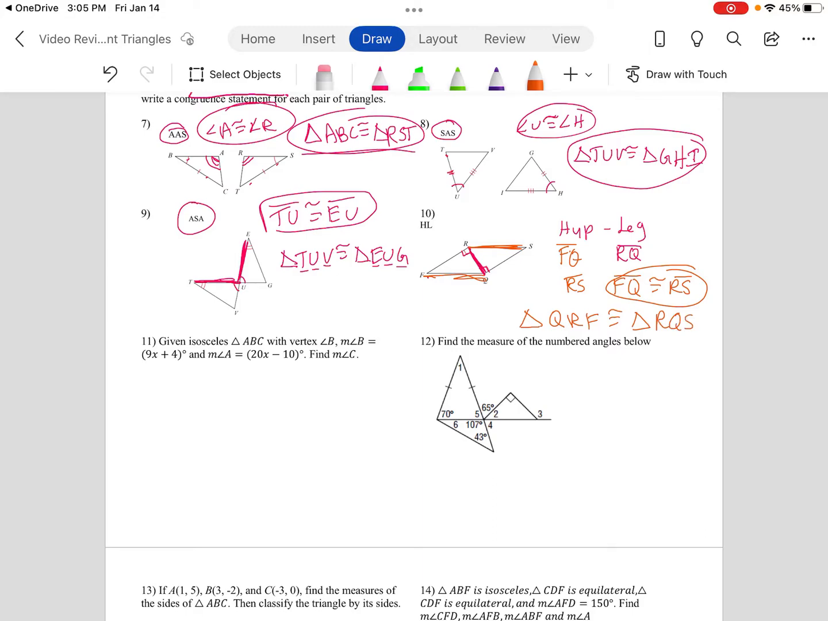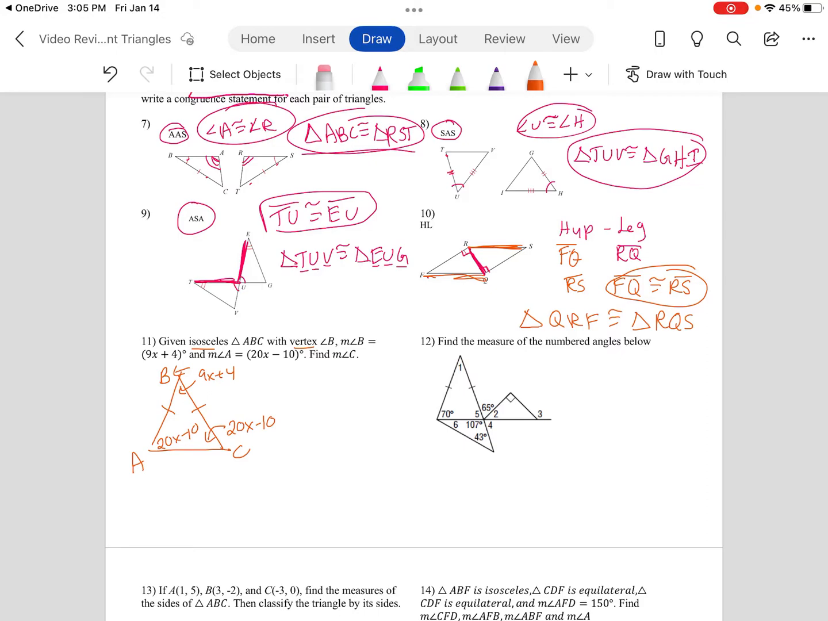The next one, I'm going to draw it out. It says given isosceles triangle ABC with vertex B. Well, if this is the vertex in an isosceles triangle, that means that this side and this side have to be congruent because those sides make up the vertex. It says the measure of angle B is 9x plus 4. It says the measure of angle A is 20x minus 10. Because of base angles theorem, I know that this angle also has to be 20x minus 10.